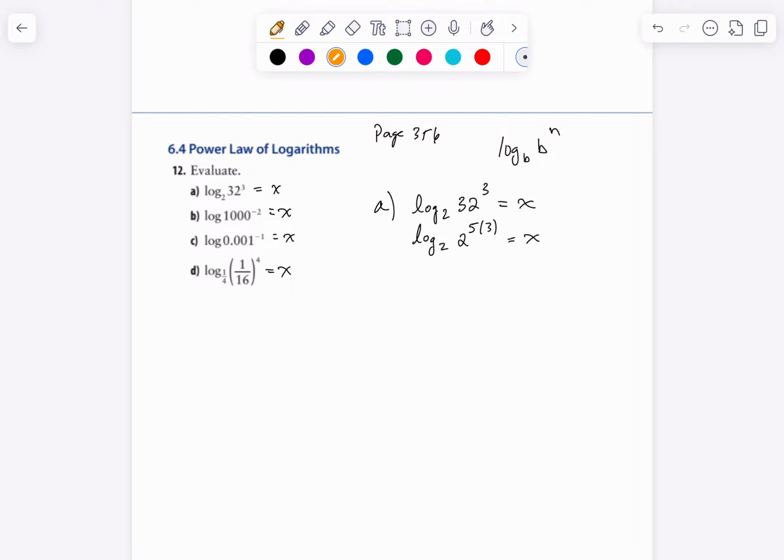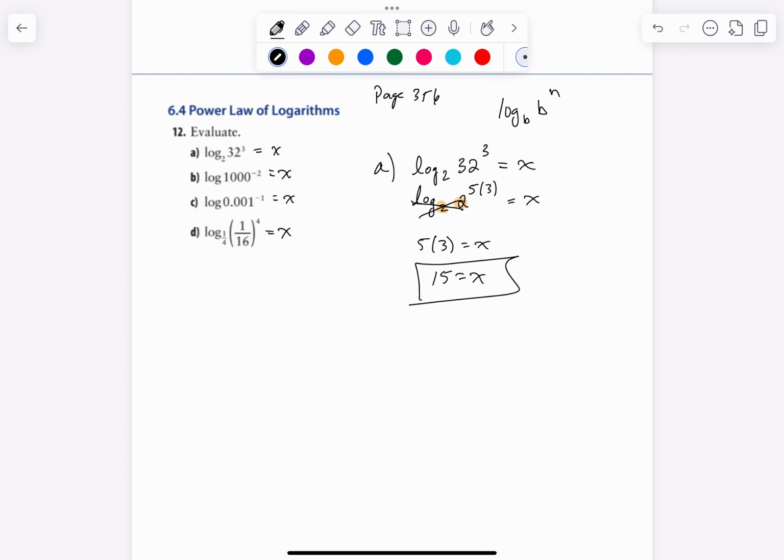And then you'll notice now the base of the logarithm and the base of the exponential match. And so they're just going to drop out because they're inverses of one another. You're just left with 5 times 3 is going to equal x, and so 15 is going to equal x. All right, so that's the name of the game. We're just trying to make the bases match so that I can evaluate the logarithms.